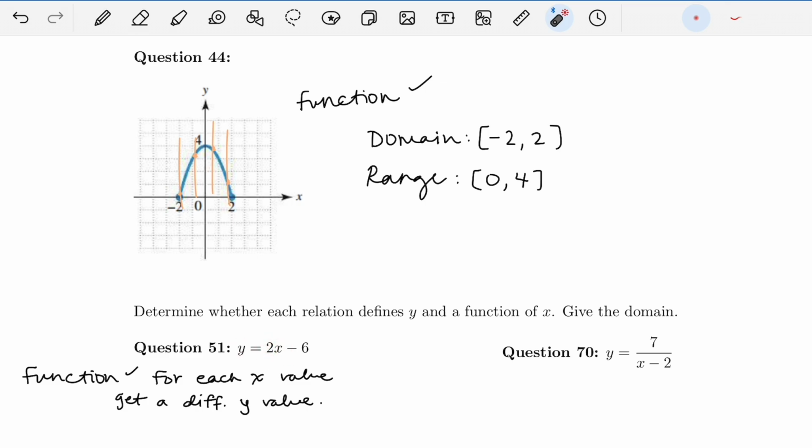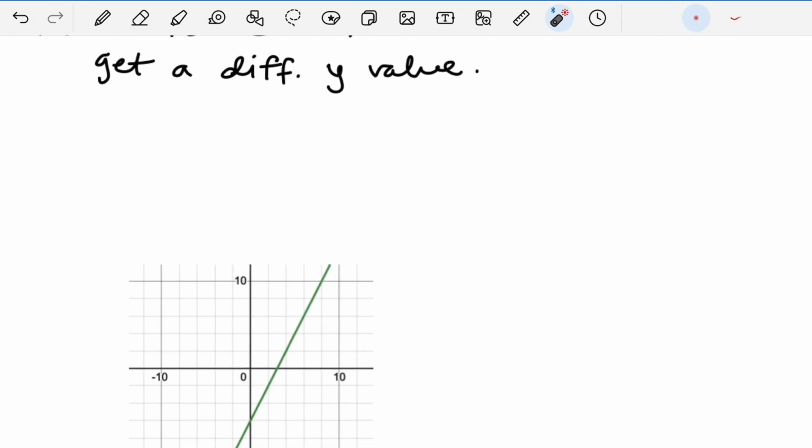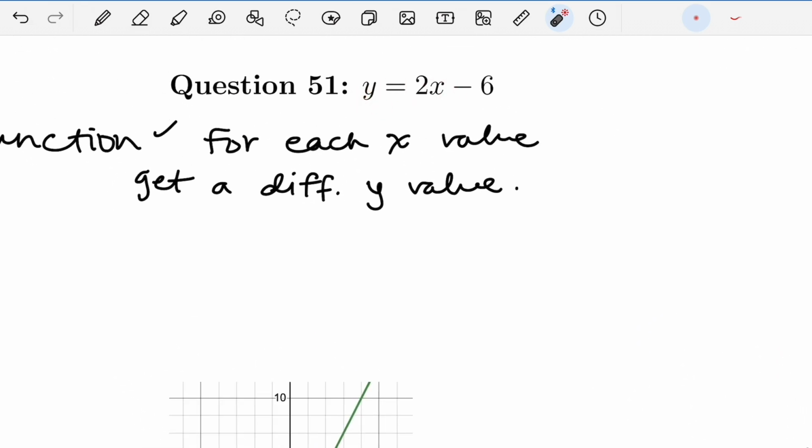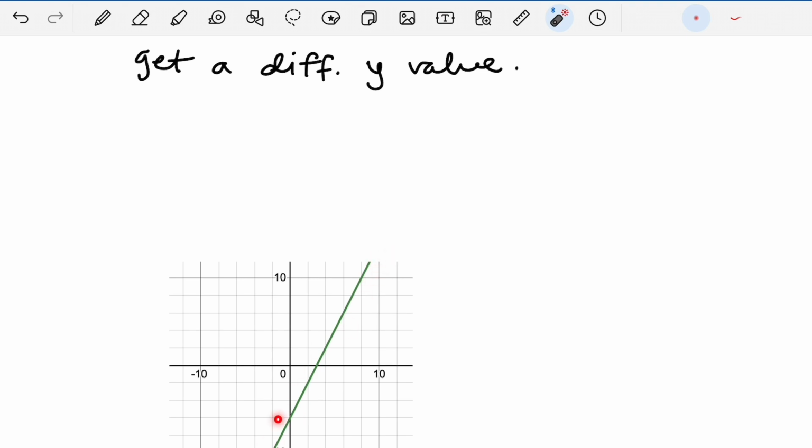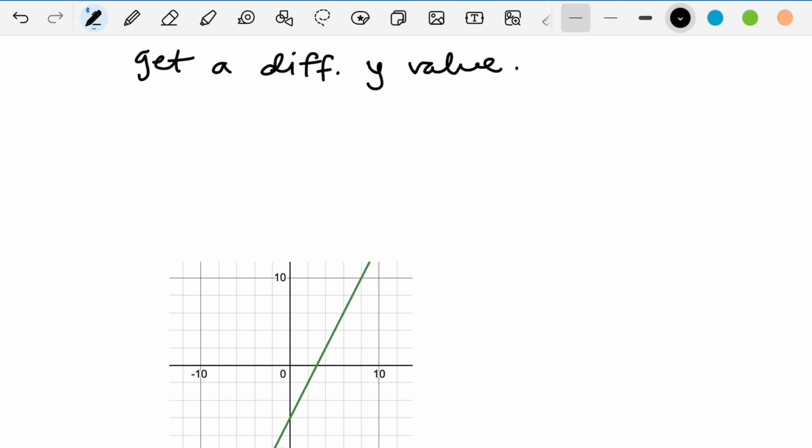Now, we can also justify this with a graph here. So if we were to graph this equation here, we would get this line here. Now notice if we were to use our vertical line test, this is going to intersect the graph at only one point, no matter how many vertical lines we draw, so this is a function.